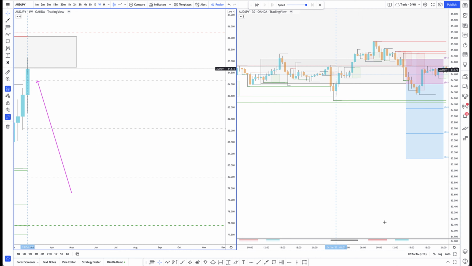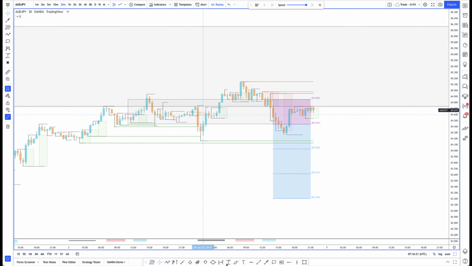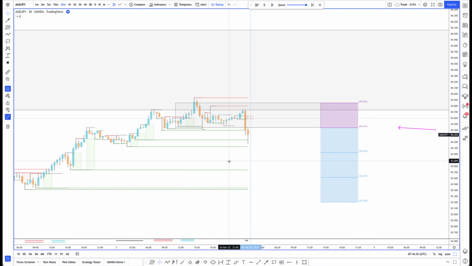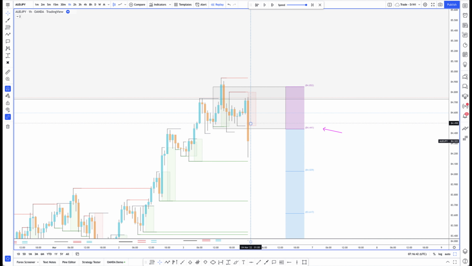On the lower time frame, this gray box is that higher time frame order block, and let me rewind the time as I saw it when I got into the trade. When I had seen this forming, I think it was visible on 1 hour as well.